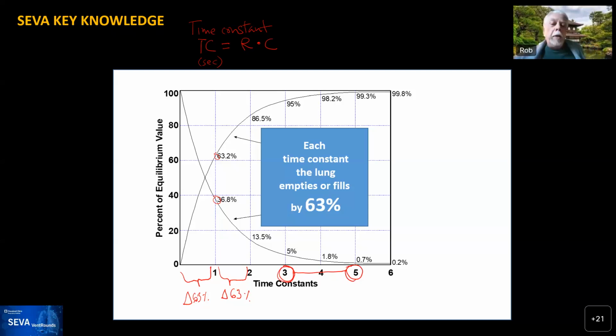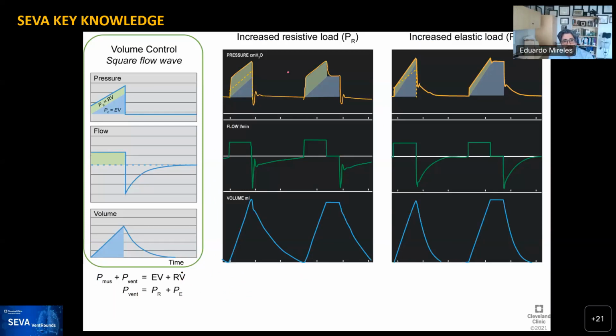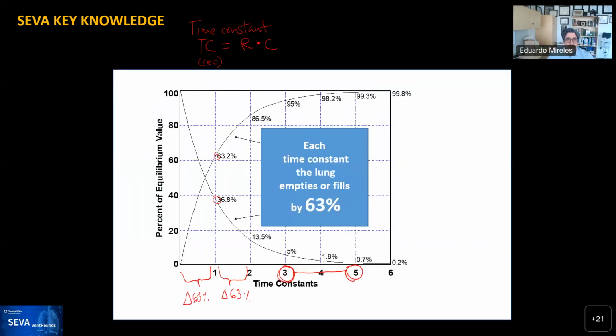One of the messages I would say for you all to recall is that because this is a multiplication, if your time constant is elevated, that means that either the resistance or the compliance is high. And most of the time in the ICU, the issue is not that the compliance of the lung is high, but that the resistance is high. So if you see a prolonged time constant, that usually means that the patient has increased resistance, plus or minus compliance, but usually that's what it means.